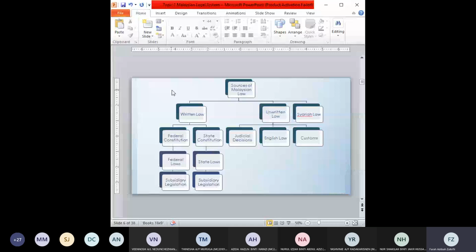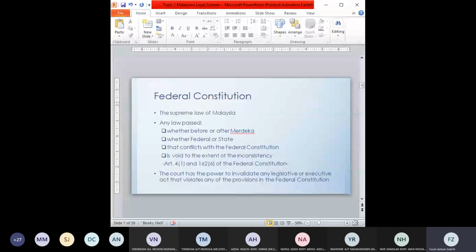Okay, and then what is the federal constitution? Can anyone give a brief summary about what the federal constitution is? What is the importance of the federal constitution? Yes, Miss. So the federal constitution is to enact any law and also legislate the laws that exist in our nation. But the most important feature of the federal constitution is, what is the most important feature?